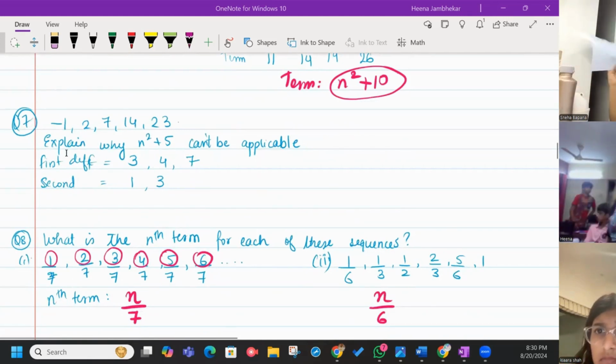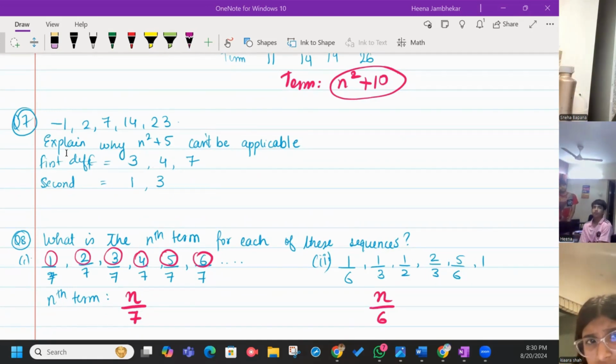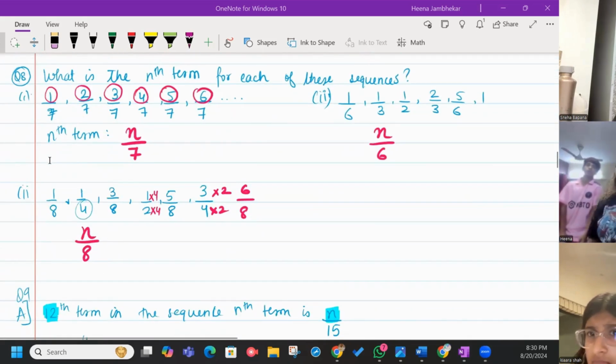Explain why n square plus 5 cannot be applicable for this one. It is not quadratic, because the first differences are all different. Are you understanding this?